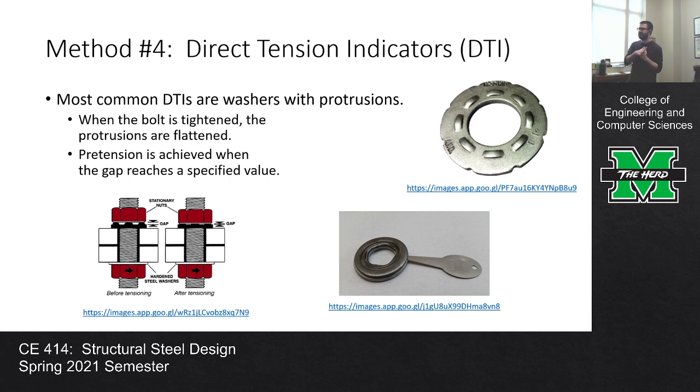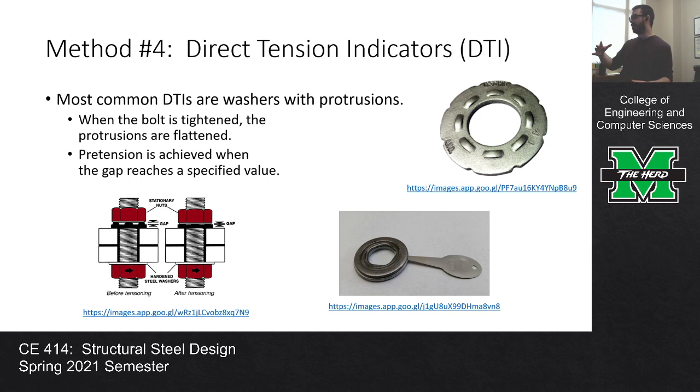Sometimes there are DTIs, they're kind of nifty. There are DTIs that have these little nubs, but instead of it just being metal, they're kind of filled with this orange goop. That's the best way of describing it. It kind of looks like Play-Doh almost. And so what happens is you start tightening the connection, and once you hit the specified pretension, the goop sort of squirts out from in between the washer. And so when you start to see orange goop, it's like, okay, you know you've hit your pretension.